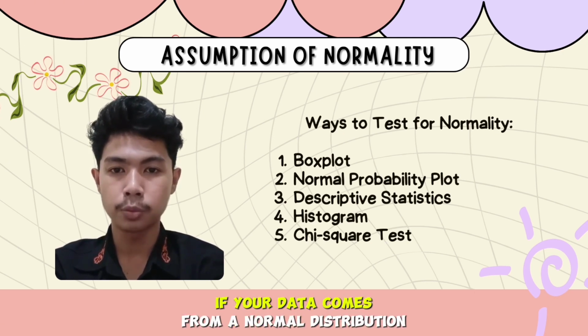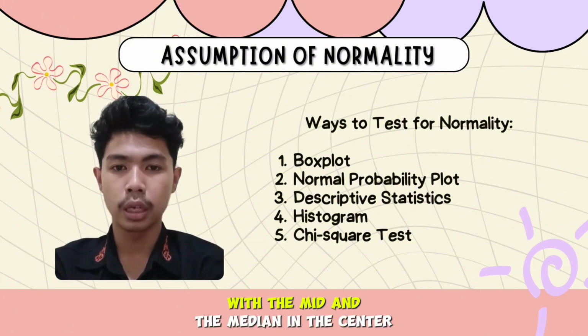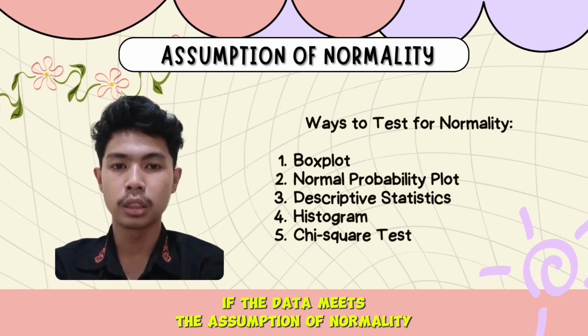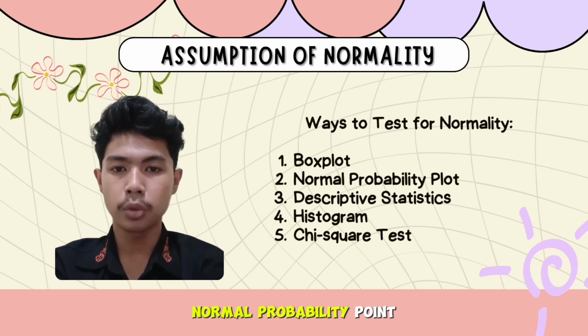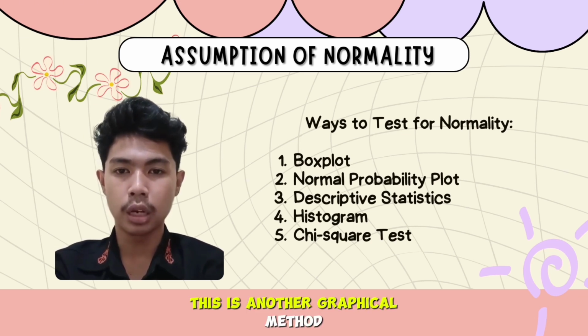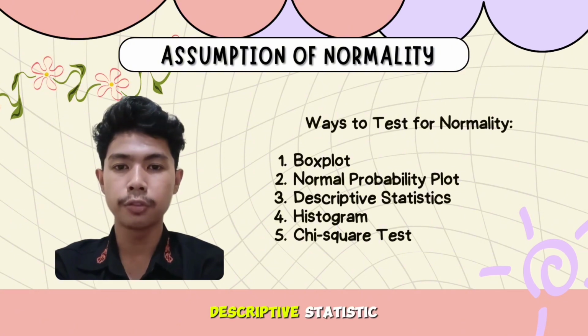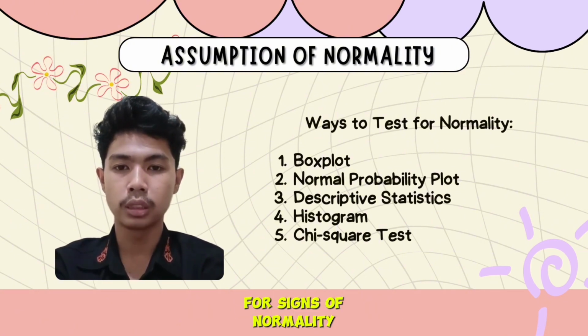If your data comes from a normal distribution, the box will be symmetrical with the mean and the median in the center. If the data meets the assumption of normality, there should also be few outliers. Normal probability plot. This is another graphical method for assessing normality. Descriptive statistics. Check descriptive statistics for signs of normality.